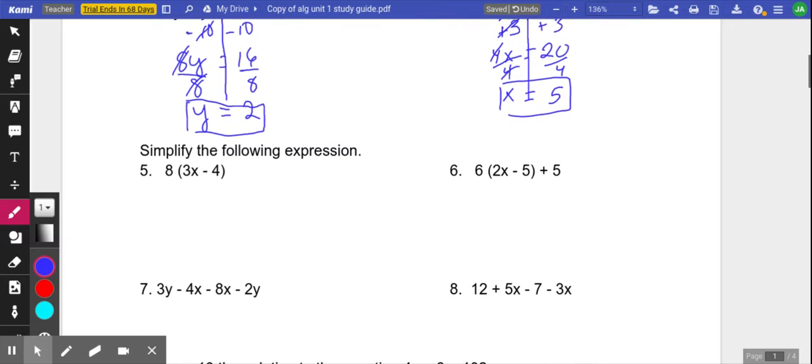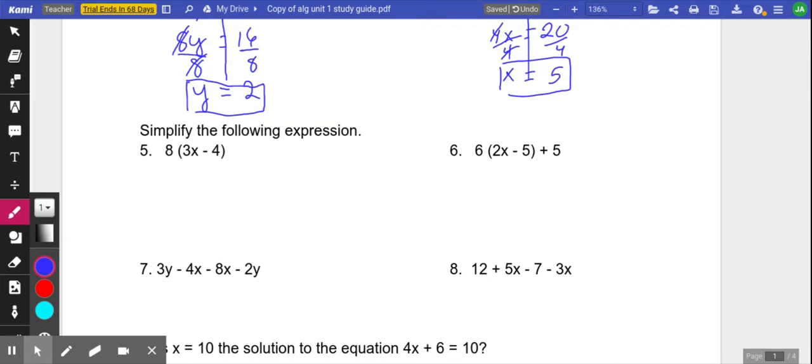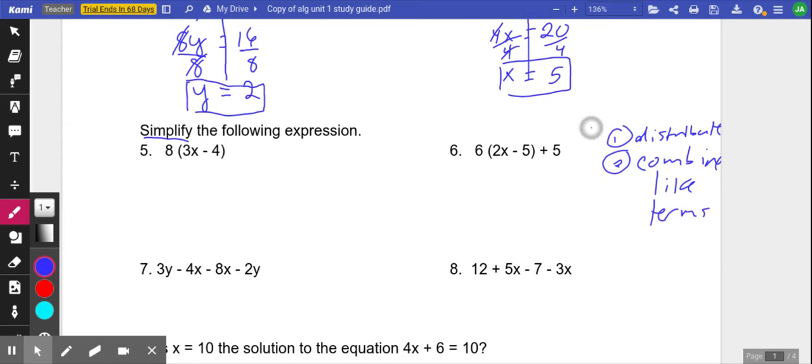Okay, so the next batch of questions here is having us simplifying. So when we say simplify, first thing we need to check is distribution. Do we need to distribute? And then, do we need to combine like terms? So when we say simplify, this is what we're looking for. Do we need to distribute? And then, do we need to combine like terms, in that order?